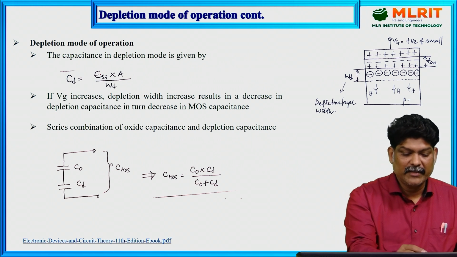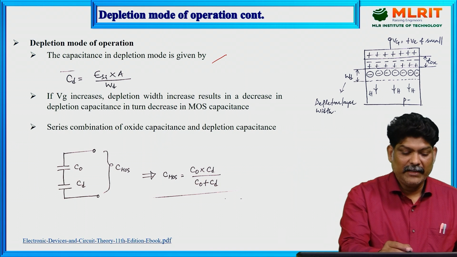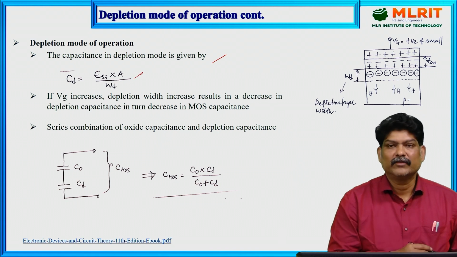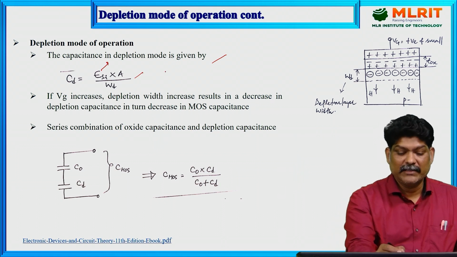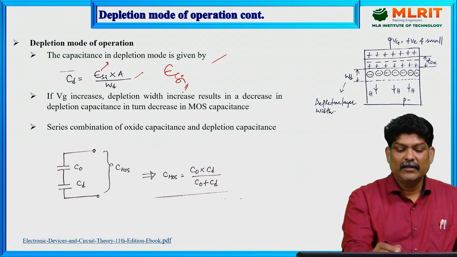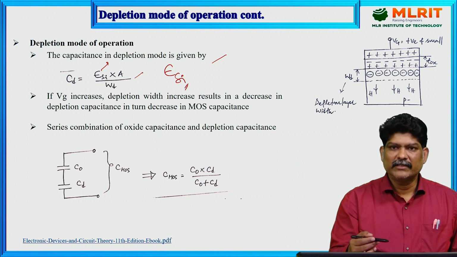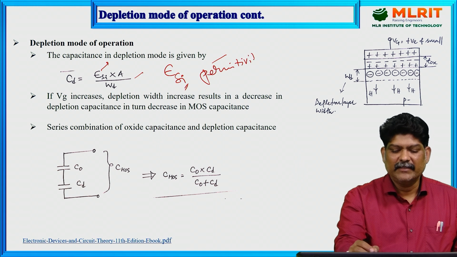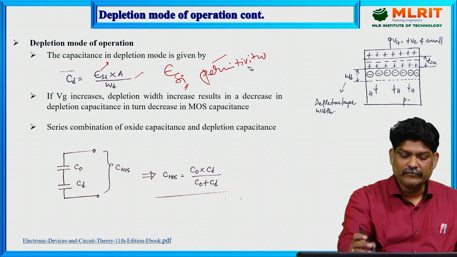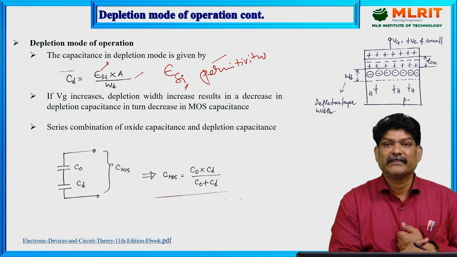In the depletion mode of operation, the capacitance is given by C_D equals epsilon A by W_D. Here epsilon Si refers to silicon. The oxide layer is a dielectric material, and the dielectric constant is the permittivity. Epsilon means permittivity. The permittivity of the dielectric material is represented with epsilon.